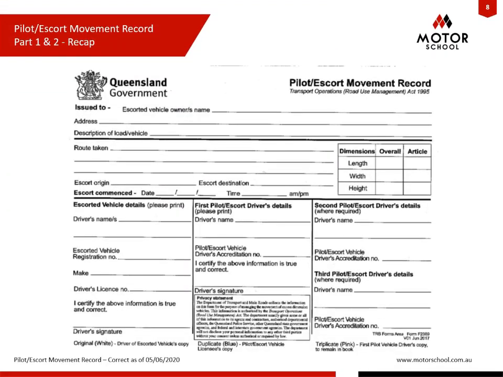Recapping part 1 and 2 of our movement record, we'll look at some of the samples that we've put in place here to give you an idea how it should be completed. We're starting off with the owner's name being Motor School Haulage. The address of Motor School is 137 Sandgate Road, Albion in Queensland, postcode 4010. Our load in this instance is a site office.